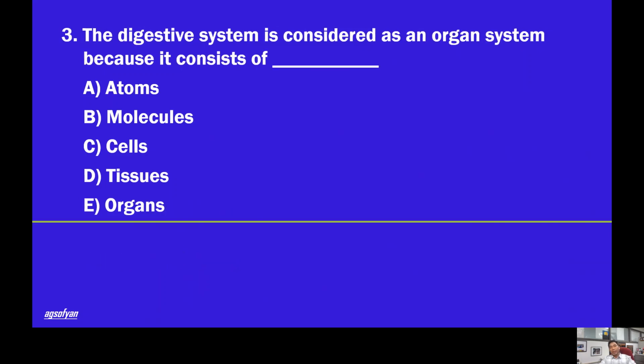Number 3, the digestive system is considered an organ system because it consists of A. Atoms, B. Molecules, C. Cells, D. Tissues, E. Organs. Choose your answer. Yes, the answer should be organs. So an organ system consists of several organs that work together to perform similar functions.